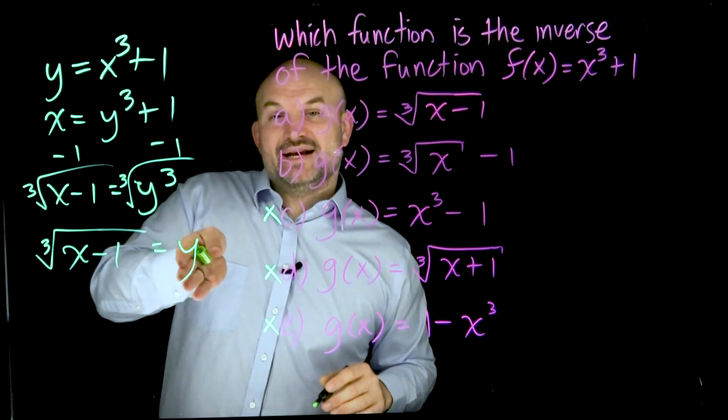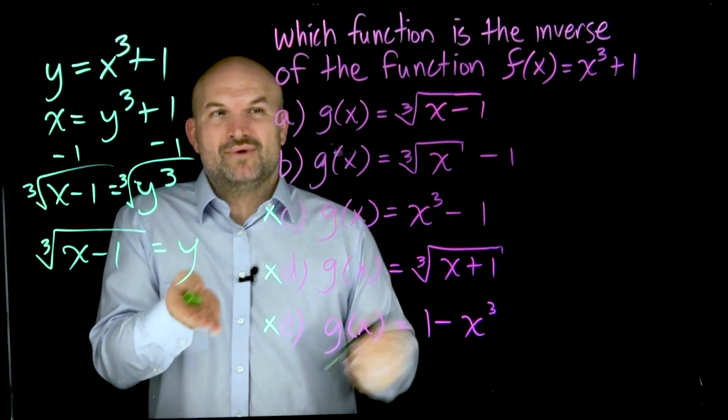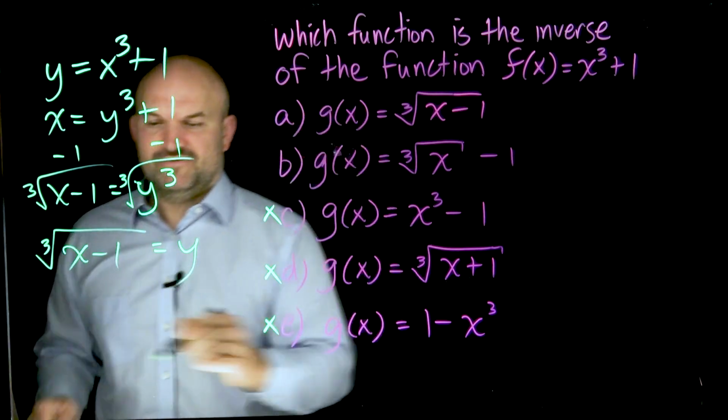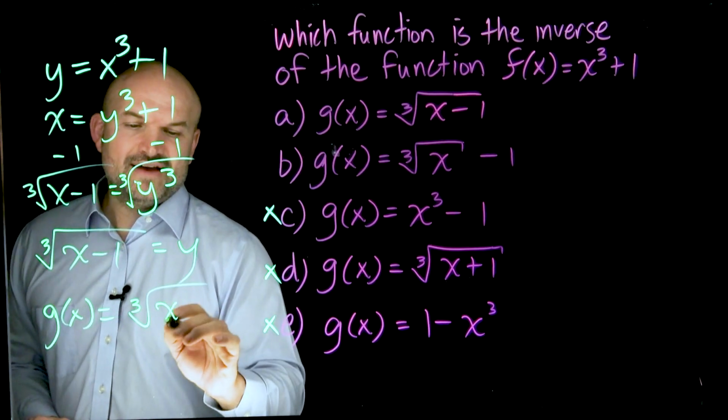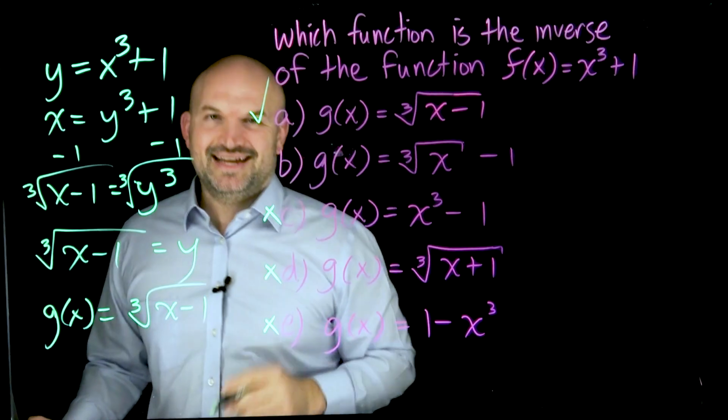Now you can see that I went ahead and solved for y. If I was going to write this as the inverse function, g of x, I can say g of x is equal to the cube root of x minus 1, which is going to be answer A.